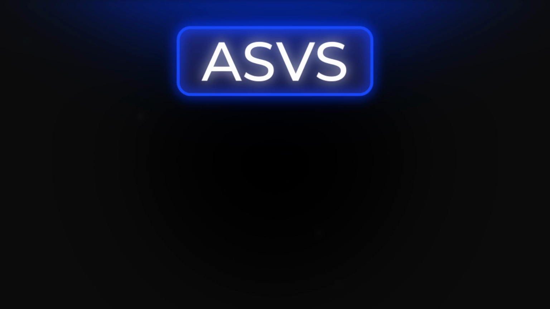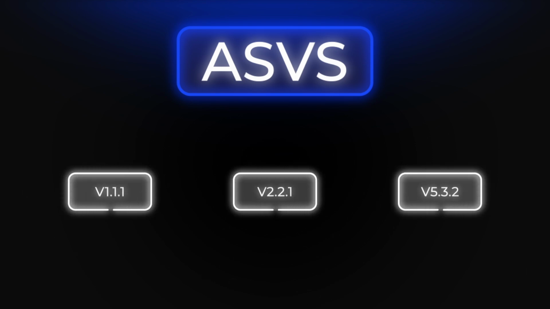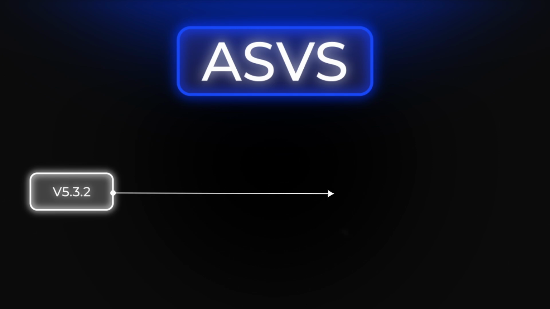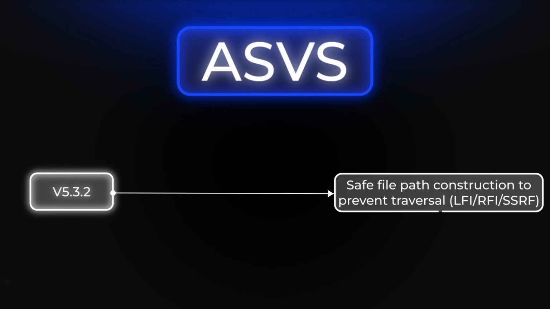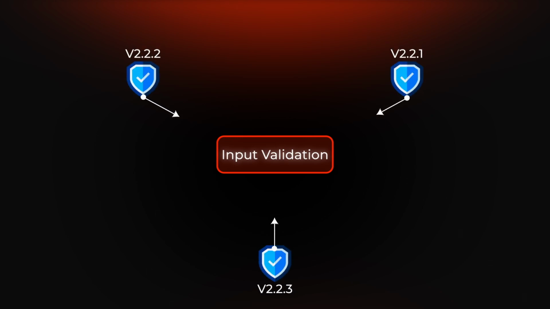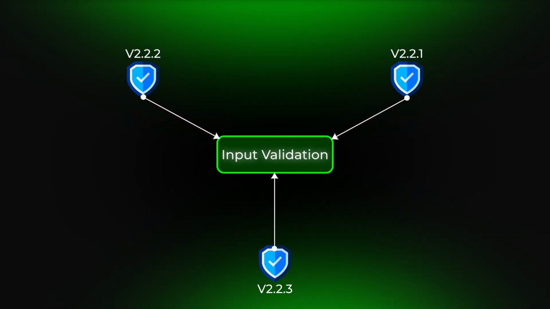ASVS is a structured framework that tells you what security controls a modern application should have. So when we analyze a vulnerability like path traversal, ASVS helps us identify the specific controls we needed all along. Like, say, file path constructions, which protects against traversal. So if we want to stop a path traversal or secure a file upload API, we don't have to guess. ASVS gives us clear, actionable requirements that transform weaknesses into stronger, more predictable security behaviors.